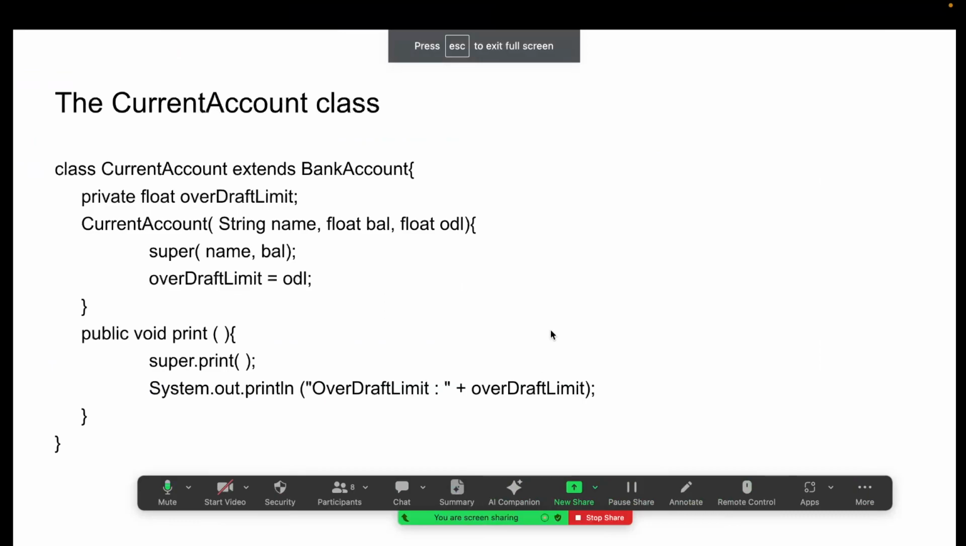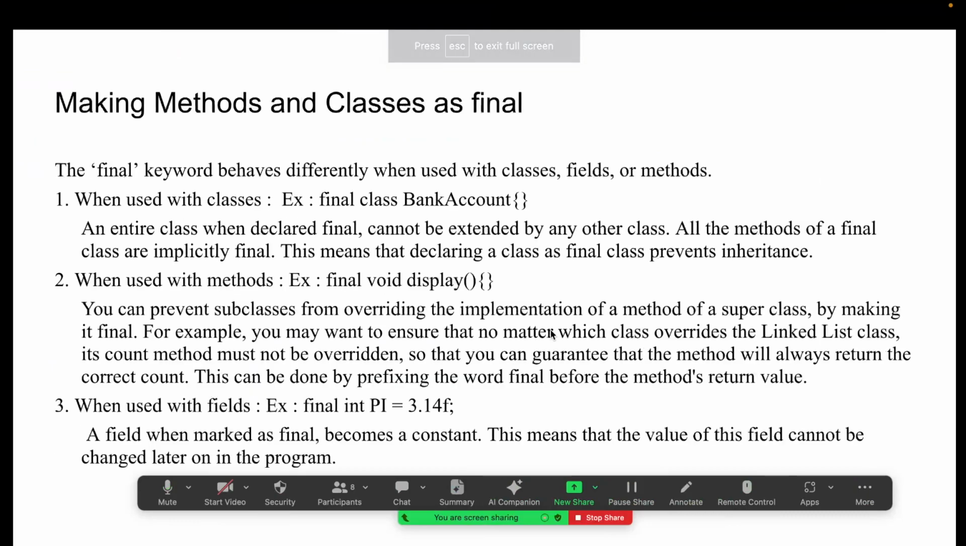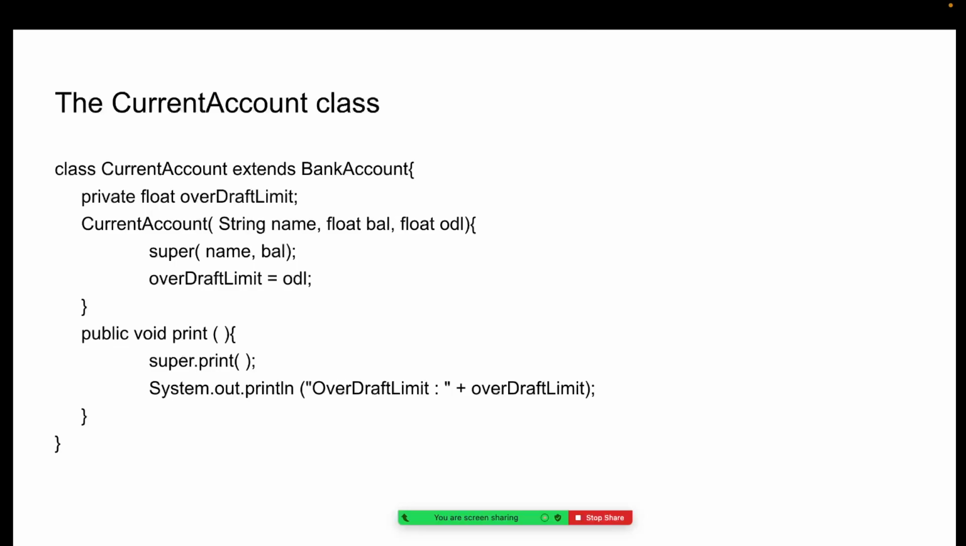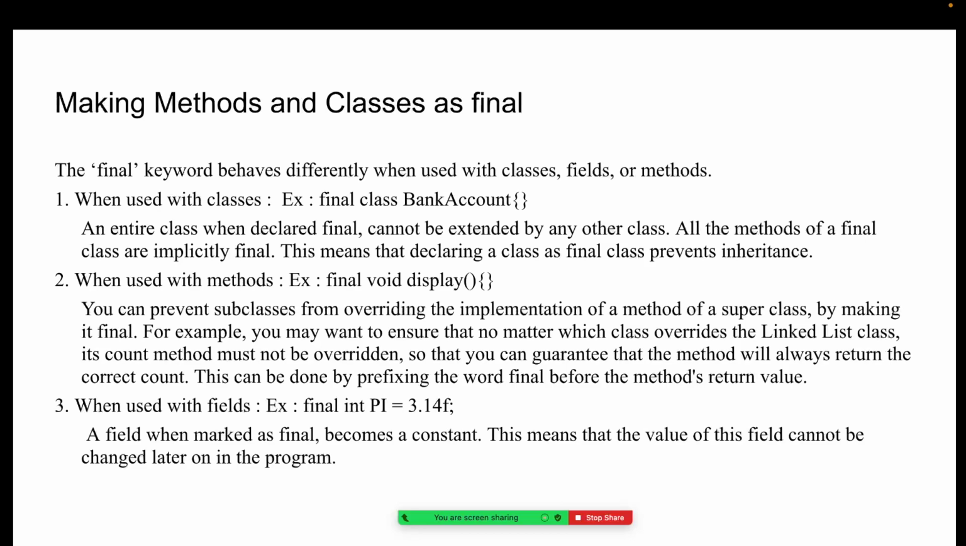Okay, let's see some more examples. We have seen how we use super to call a constructor, how we use super to call a parent class method, and the concept of overriding also we had demonstrated. So let's see some more things. Making methods and classes final. When I say the word final, final can be used with all three things: classes, fields, and methods.